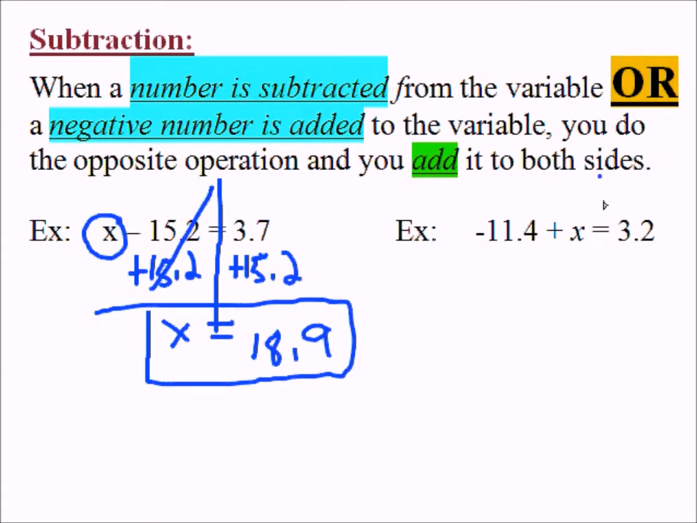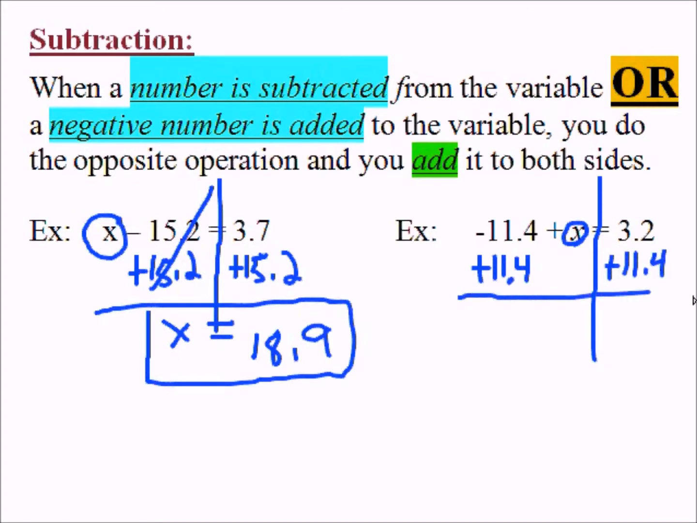This one's similar, but a little bit different. Notice it's negative 11.4 plus x equals 3.2. Again, our goal is to get x by itself, and so we need to get rid of that negative 11.4 plus x. To do this, we're going to add 11.4 to both sides, because negative 11.4 plus 11.4 is 0, leaving us with just x on the left-hand side.